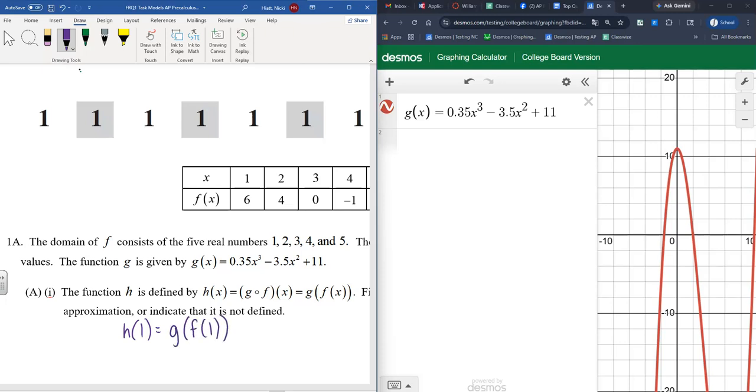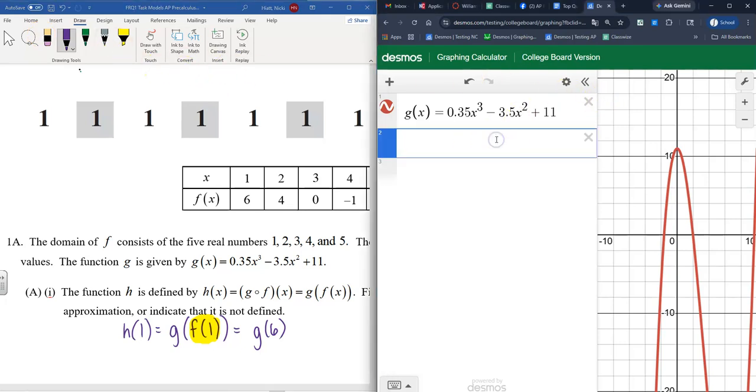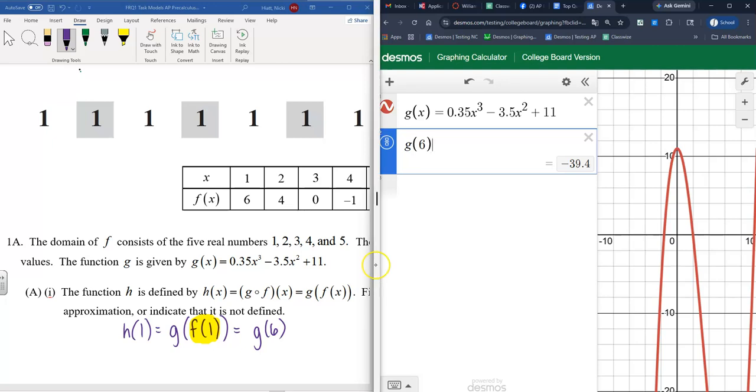This is my preferred notation, that second notation there. You need to find f of 1 first. You're going to do that from the table. So whenever your input value is 1, your output value is 6 right here. So now this is going to be equal to g of 6. And if you already have g of x typed into Desmos, look how easy this is. You just type in g of 6, and it is going to give you the answer there. So we have negative 39.4.